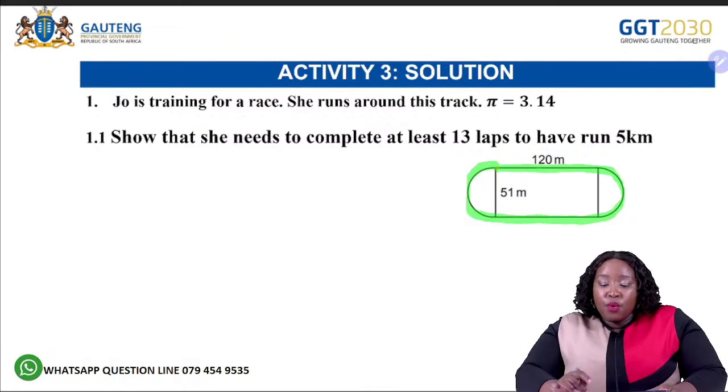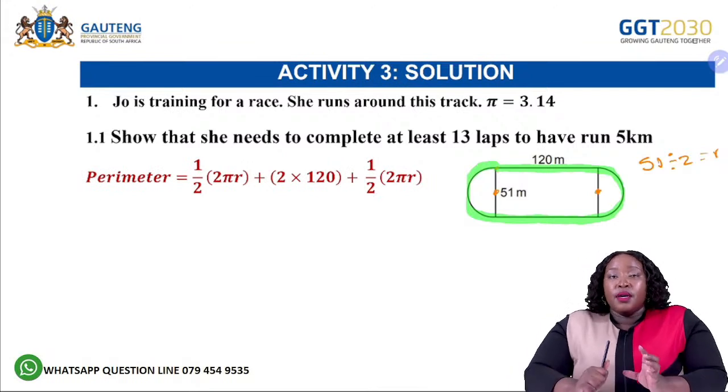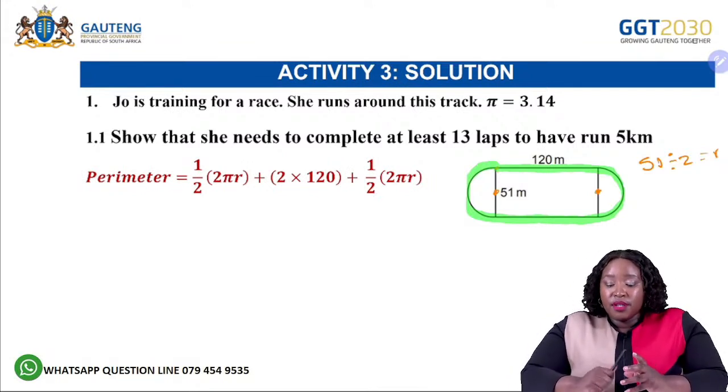But what would we do with the 51 meters? We'd use it to find the radii, right? So we would have to divide 51 meters by 2 to get our radii. Okay. And in this case, our formula for perimeter would be equal to the circumference of half a circle plus the longer side of this rectangle plus the other longer side of this rectangle. So that's 2 of them because these are equal, plus another semicircle.